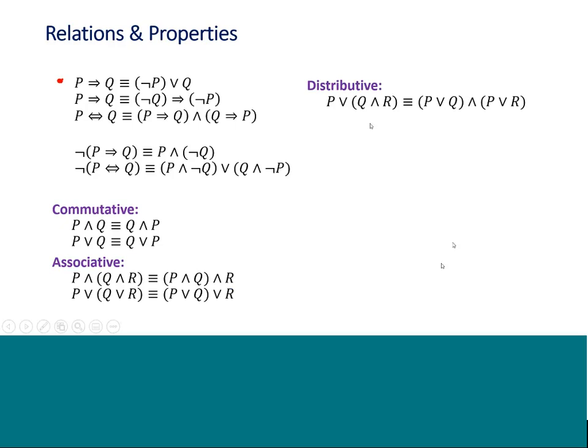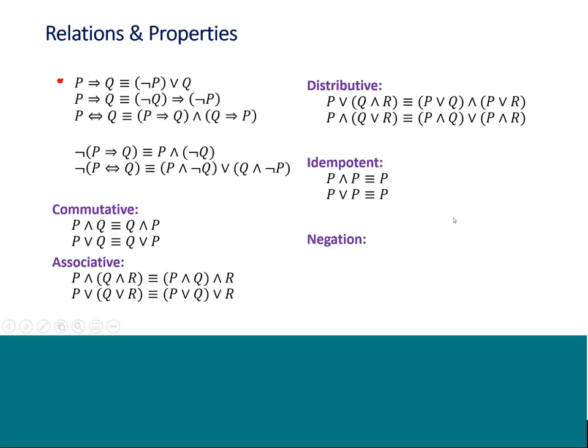If you say P, or, Q, and R, you can actually distribute the P through. Same deal if the logical operators were flip-flopped. I'm not actually going to ask you guys to use too many of these properties. This is more of a for your reference. If you have P and P, same as P. P or P, it's the same as P. This is a nice way to sort of simplify your logical sentence.